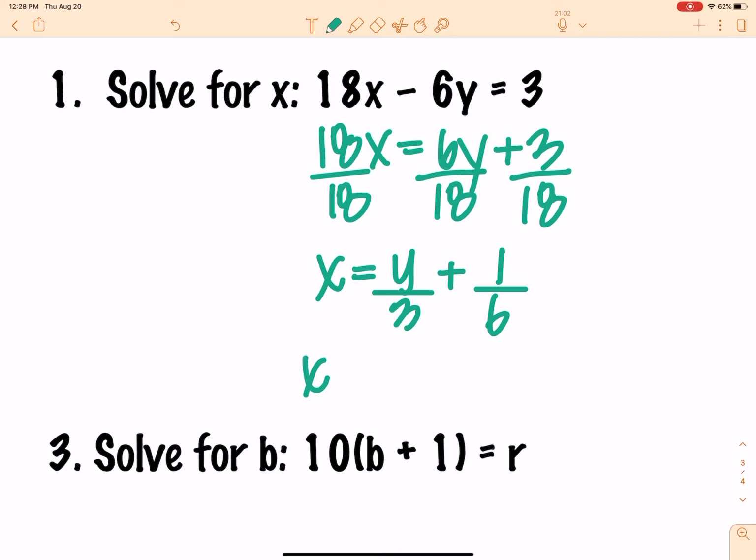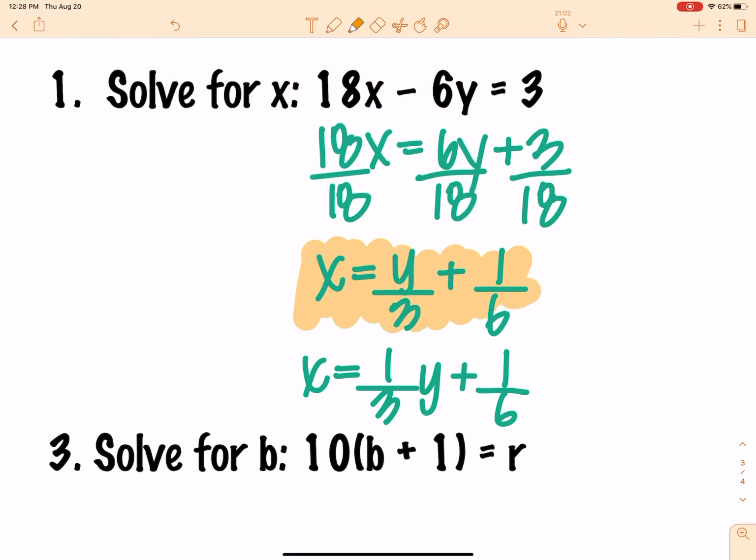Again, just to clarify, because some of you still don't understand this, y over 3 is the same thing as 1/3 y. That's the exact same thing. Because sometimes you're like, well, Alex said it this way. It's the same thing. These mean the same thing. So y over 3 and 1/3 y are the exact same numbers.